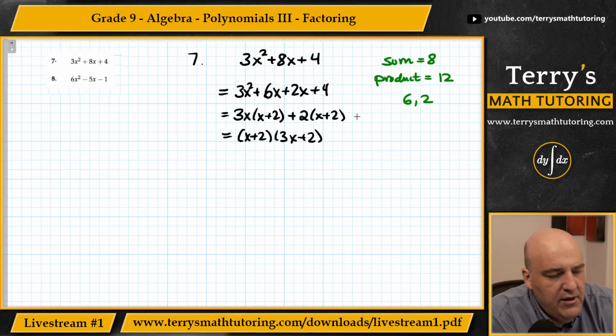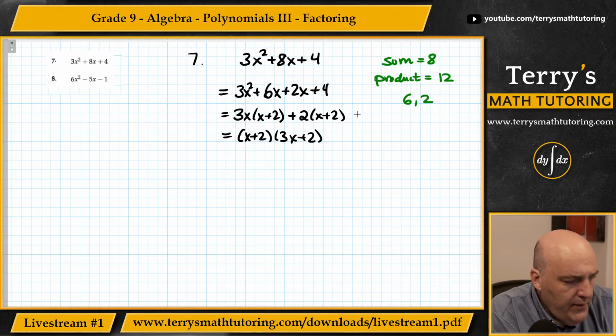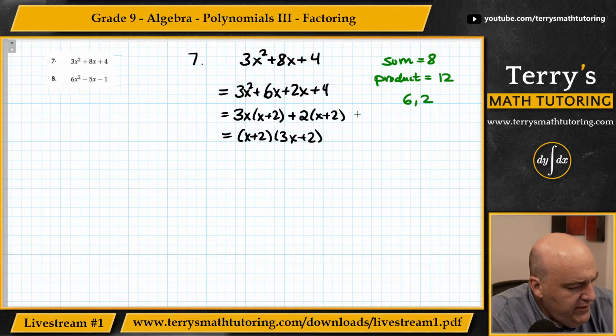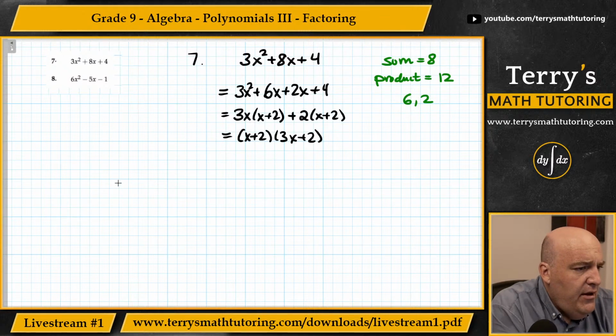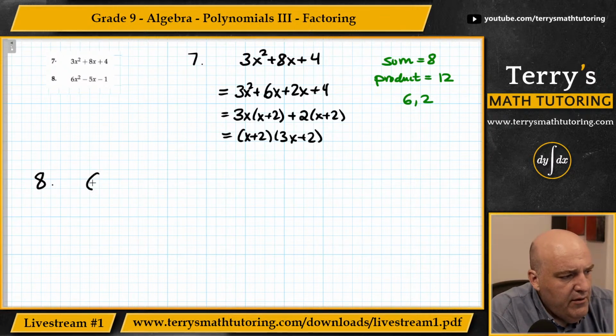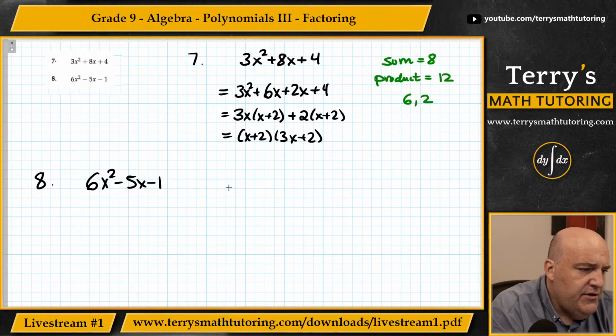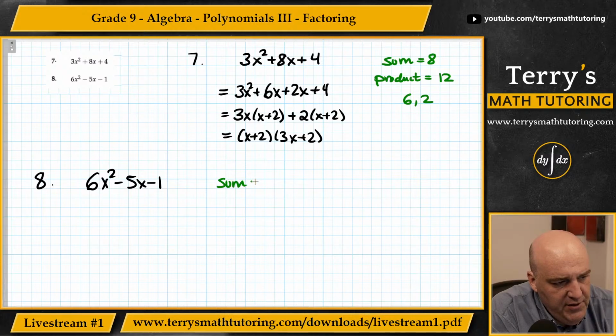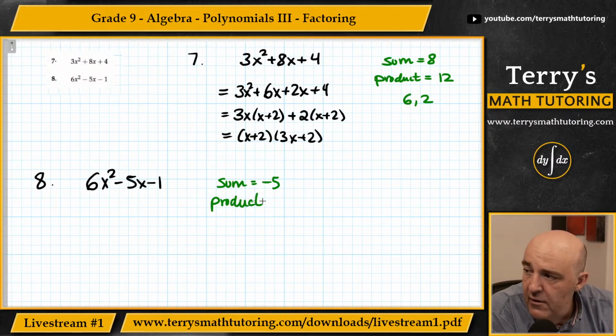All right, so that's number 7. And let's do number 8 quickly. Looks like we got a negative sign in here. So what's our sum and product for this one? Our sum is our b value, which is negative 5. Not 5, right? Negative 5. Our product is 6 times negative 1, which is negative 6.